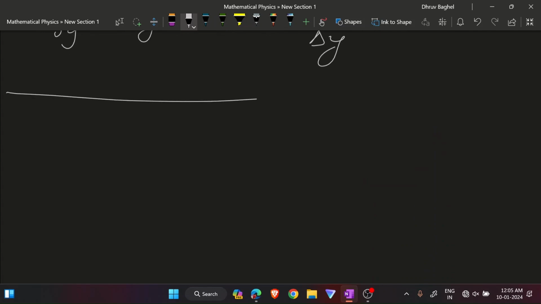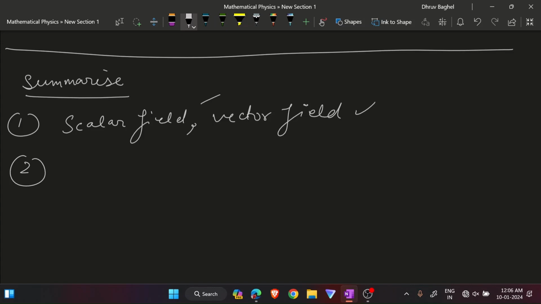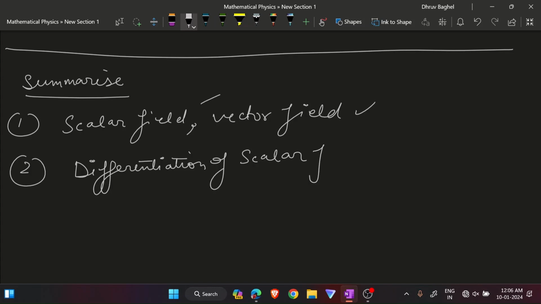So until now we talked about, let me summarize here again so I don't miss any topic. We have talked about a scalar field, we have talked about a vector field. Second, we have talked about differentiation of scalar and vector fields.